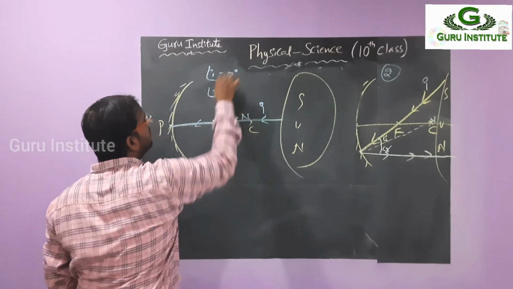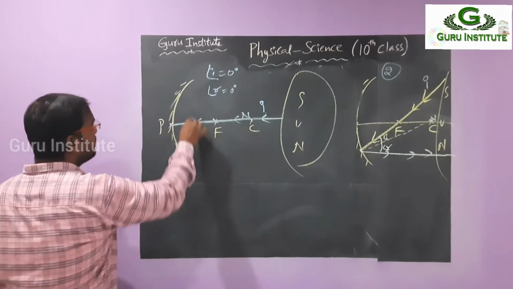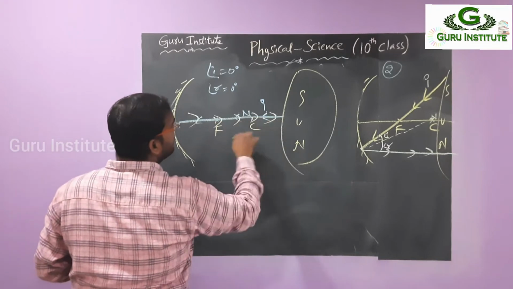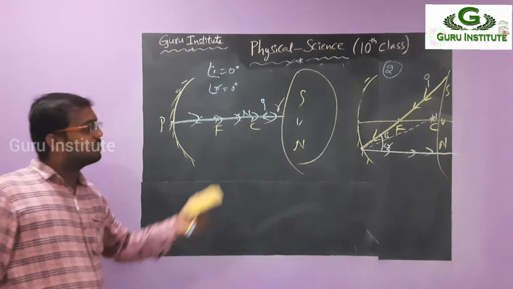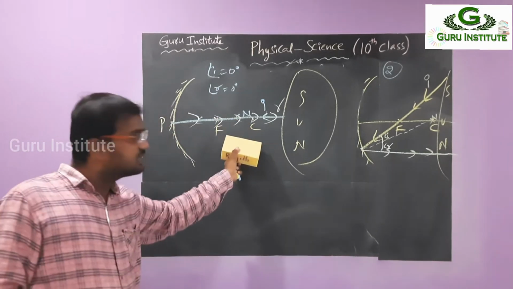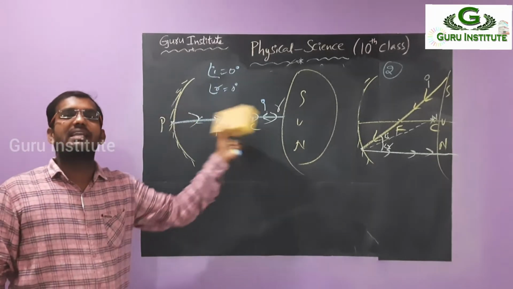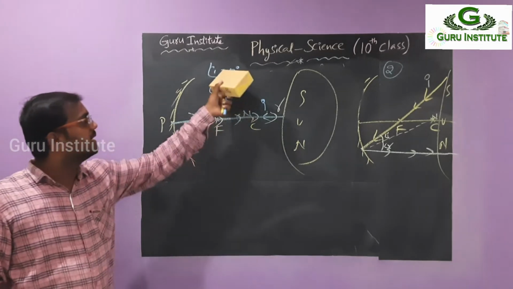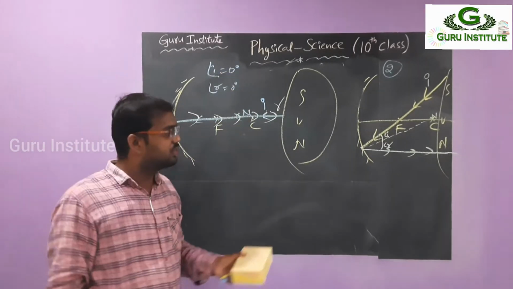So 0 degrees. So the ray will be returned back in the same manner. This is R. So from this, what can we conclude? Whenever a light ray passes along the principal axis, it is returned back. Why? Because the angle made by the normal and the incident ray is 0.